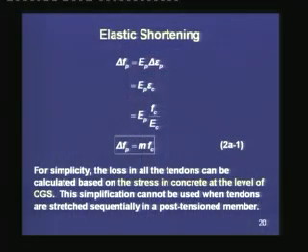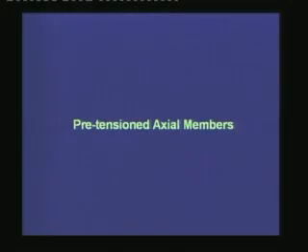Now, this simplification of course cannot be used when the tendons are stretched sequentially in post-tension members, because in a post-tension member the calculation is more involved. It is a sequential process, hence we cannot club together all the tendons to be located at the CGS. Let us first look into the pre-tensioned axial members.